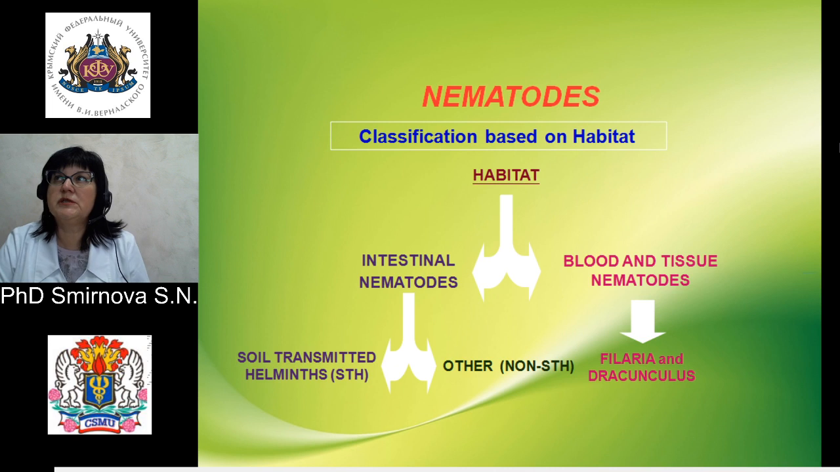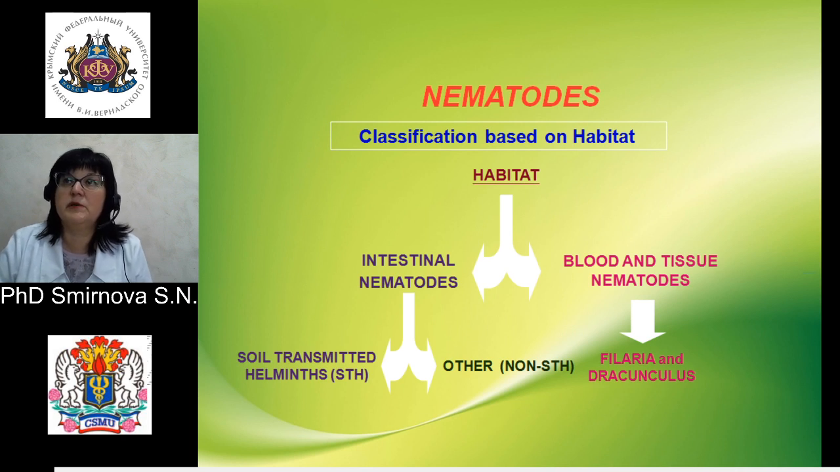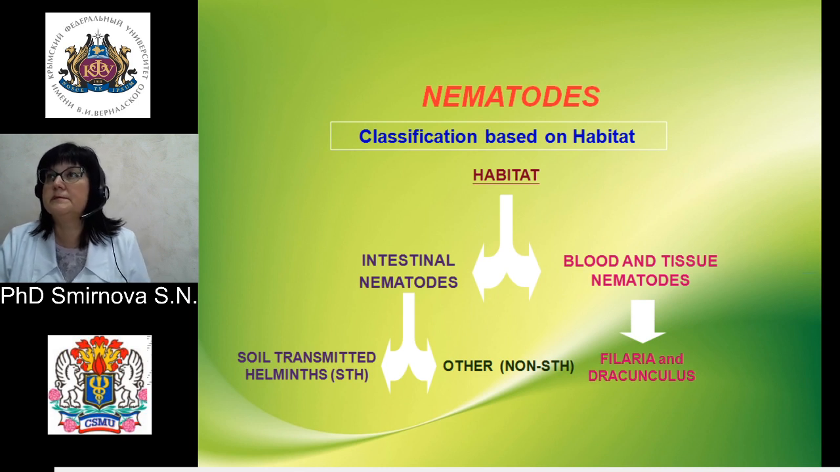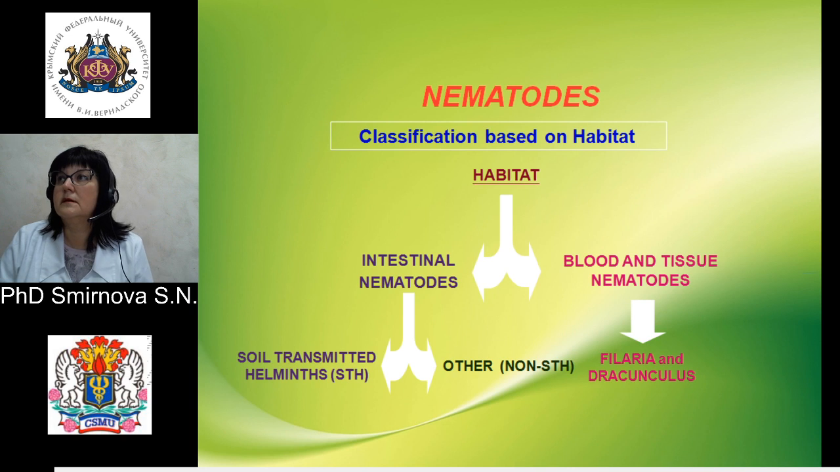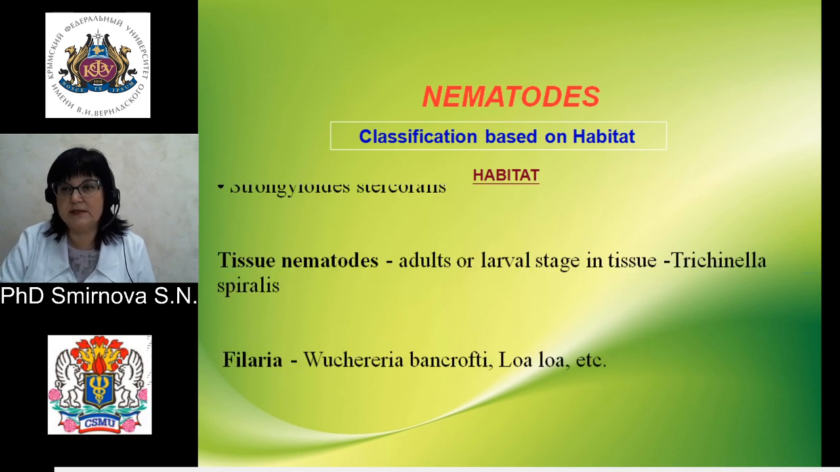If we ask about the habitat of nematodes, we can divide all the parasites into intestinal nematodes and blood and tissue nematodes. Intestinal nematodes are characterized by soil-transmitted helminths and others. Blood and tissue nematodes are characterized by Filaria and Dracunculus medinensis.